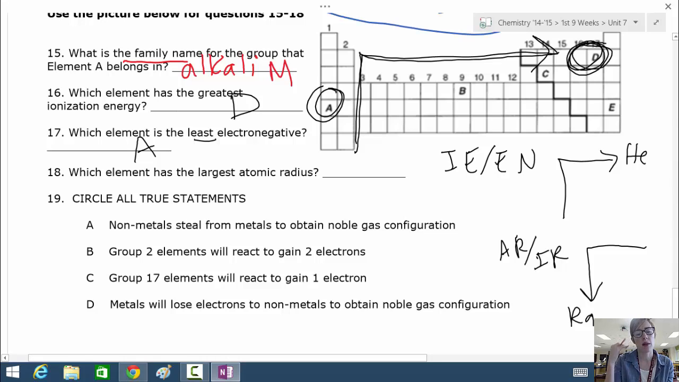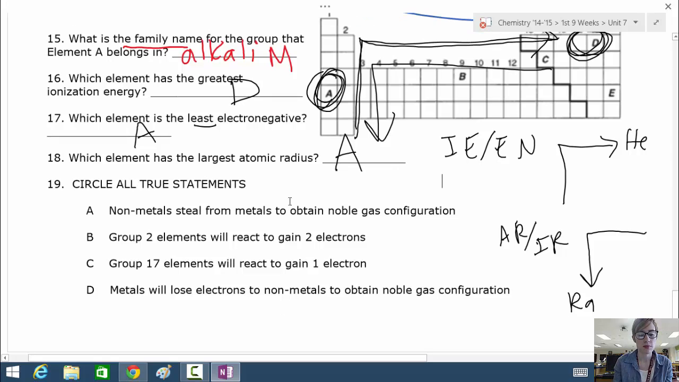Then it says, which element has the largest atomic radius? Atomic radius goes to the left and down, so A, again, would be our answer. Here's our last question. Circle all the true statements.